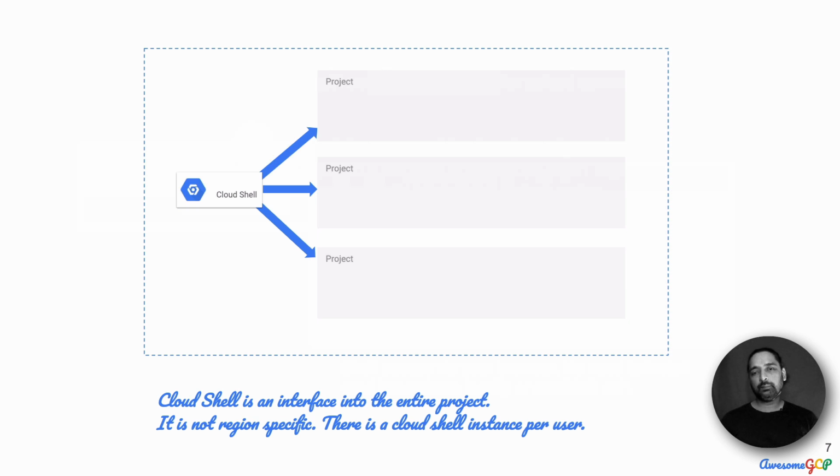How does Cloud Shell work? Cloud Shell works on a per user basis. So every user gets an instance of Cloud Shell, and that becomes a way for you to reach into multiple projects. You can access the resources of multiple projects from one Cloud Shell. So it's possible to specify a project ID when you want to access a resource, or you can set a default project as part of the Cloud Shell configuration. It is not region specific. Cloud Shell is available to you globally.